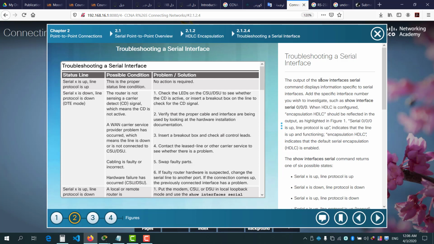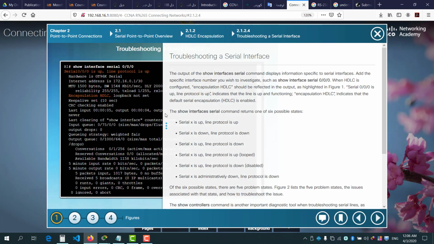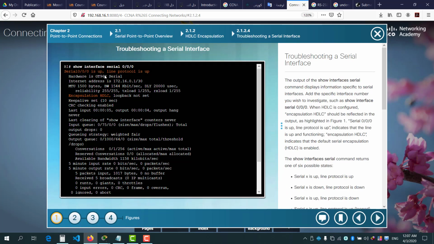Here we discuss troubleshooting of serial interface. As you can see, if we have two sides, we have all the combinations. Serial is up and the protocol line is up. Serial is down and the protocol is down. Serial is up and the protocol line is down. What is serial and the protocol? I think they are illustrated here. Okay, you can see serial is up, line protocol is up. What's the combination of two? Maybe up and up, down and down, up and down, down and up, all the combinations.